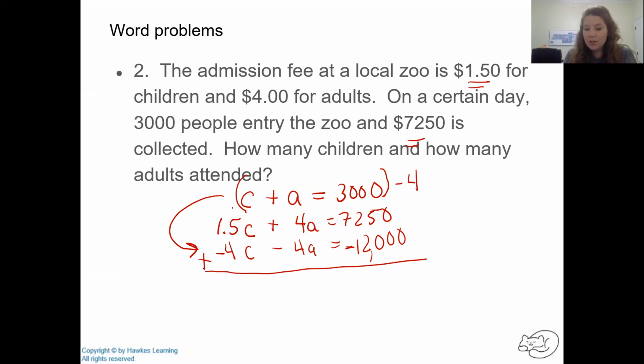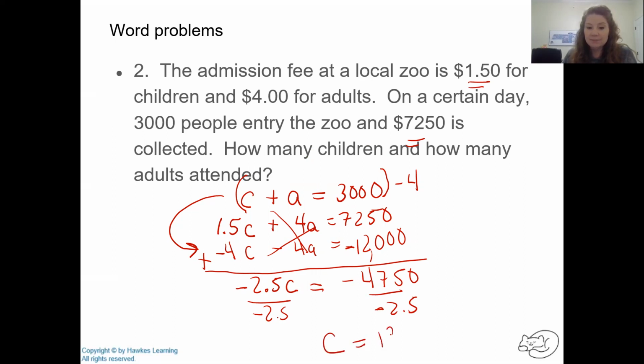Okay, so I am combining those two bottom equations. So -4, don't make a mistake on this part, -4 plus 1.5 is -2.5 C. My A's cancel themselves out. And then I have -12,000 combined with a positive 7,250, which is -4,750. Then I'm going to divide both sides by -2.5, and I end up getting the number of children's tickets is 1,900.